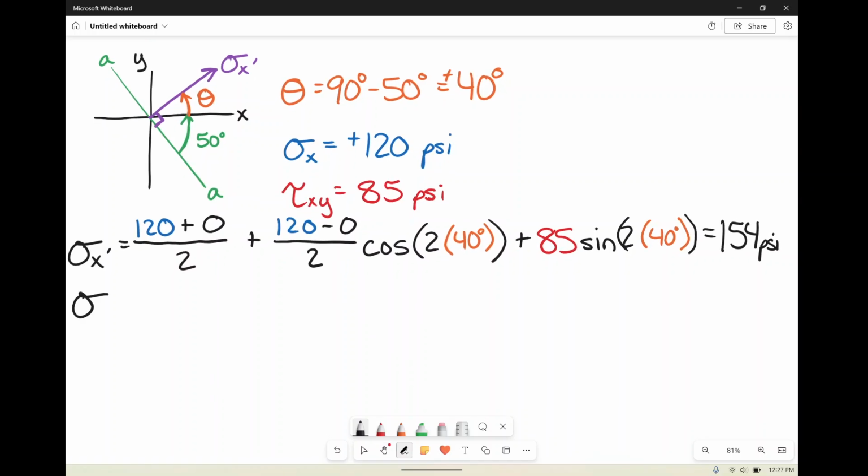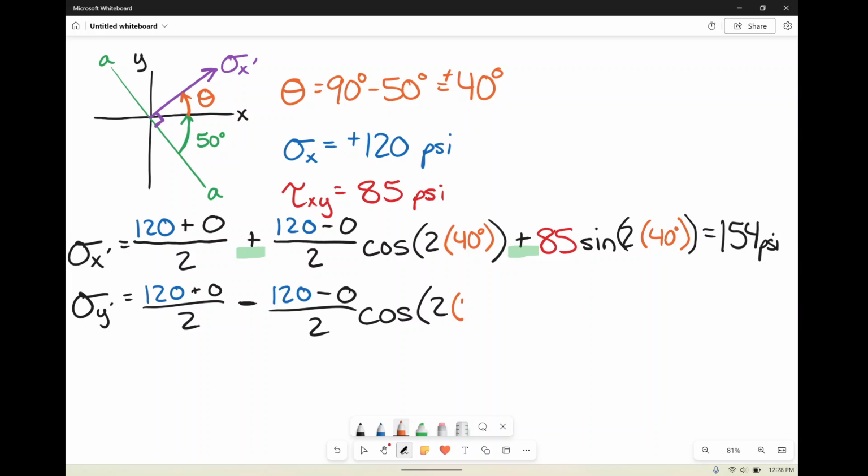So now if we're going to do the same thing, we're going to find sigma y prime. Remember that it is going to be all these numbers except where you see plus here, those are going to be minuses. So again, we're going to write out the whole thing. So it's sigma x plus sigma y divided by 2 minus sigma x minus sigma y divided by 2 cosine of 2 theta, which is 40 degrees, minus tau xy times the sine of, again, 2 theta, which is 40 degrees.